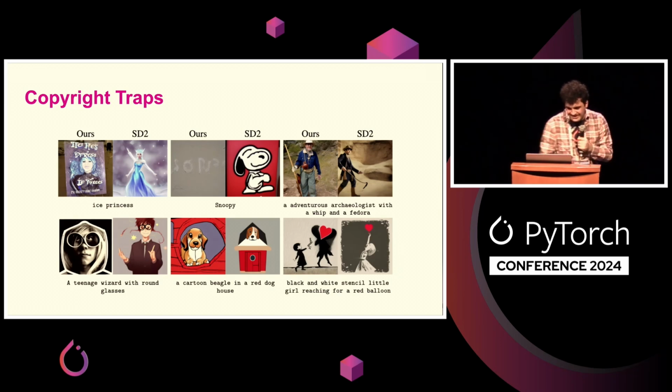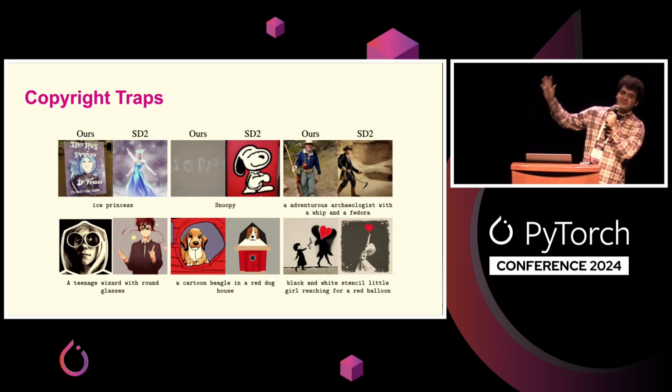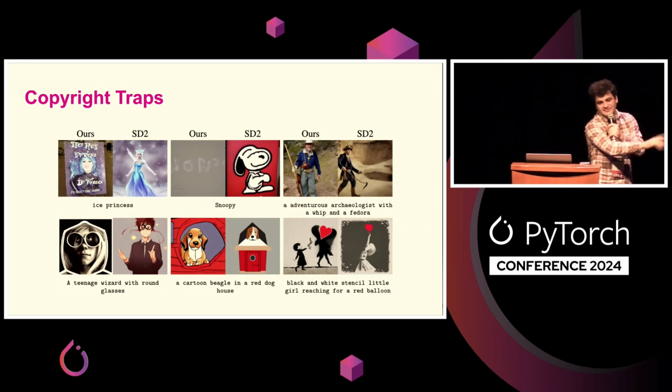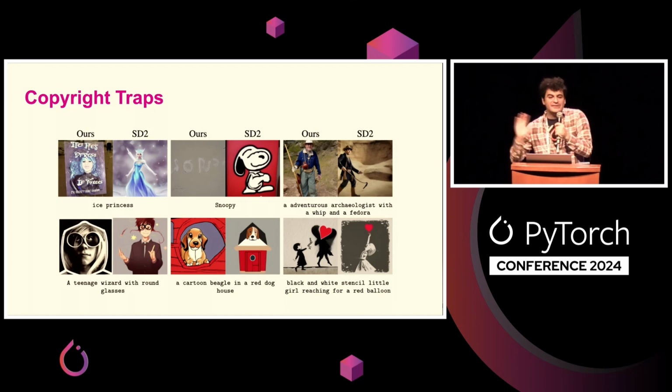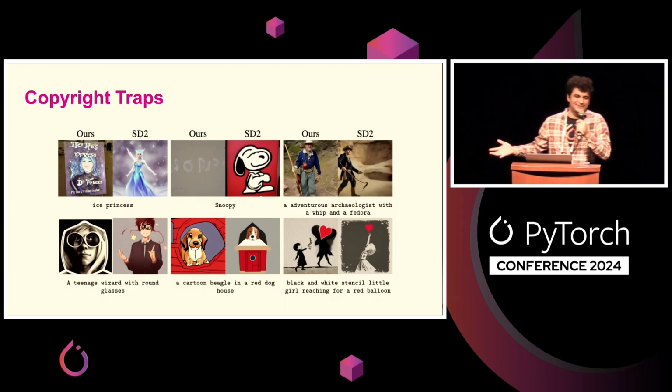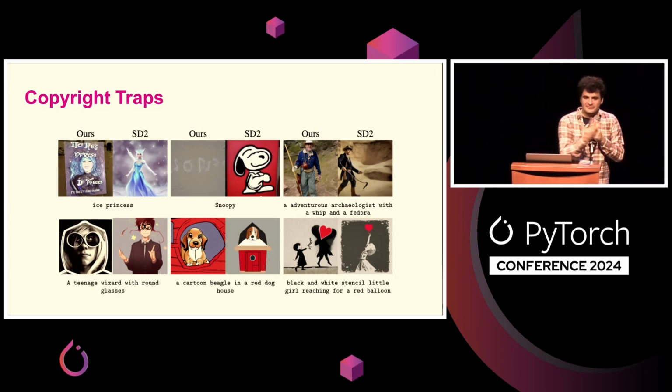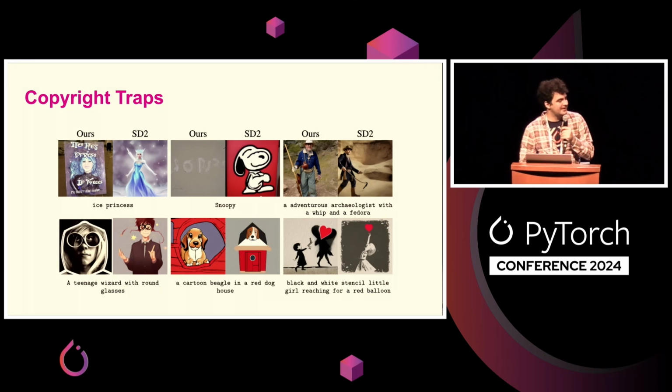And then you have some other fun loaded concepts here, like Ice Princess, which you will get Elsa for, or Snoopy. One of my favorites is an adventurous archaeologist with a whip and fedora. Could be any archaeologist with a whip and fedora, could be any gender, but no. If you use Stable Diffusion, you always get Harrison Ford as Indiana Jones, always. Or a teenage wizard with round glasses. Could be any teenage wizard with round glasses, but you'll always get Harry Potter. So these are some fun ways in which you get a model that's actually more creative and less constrained by popular culture and media.